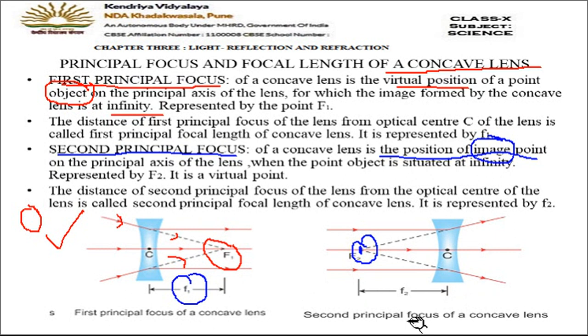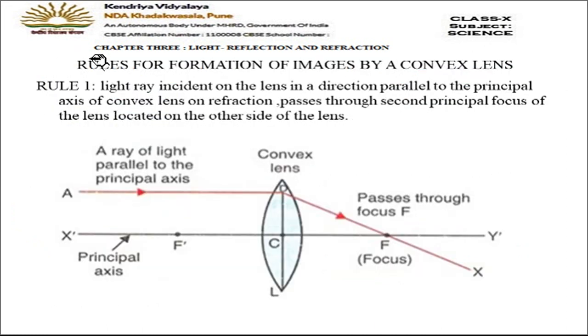Now let us move on and see the rules for formation of images by a convex lens. Image formation we'll do in the next session, as we have to see all the cases together, so that session will be much lengthier. I am just taking the rules for formation of images in this session. So first we'll start with the convex lens.